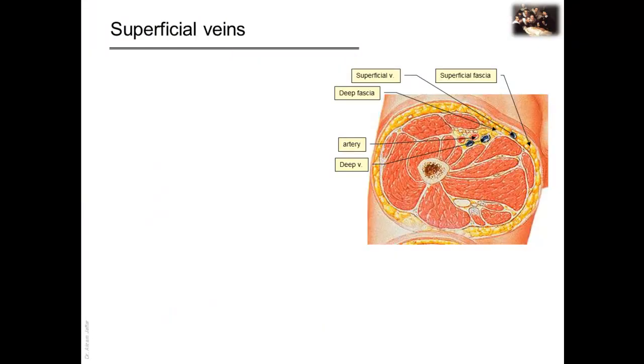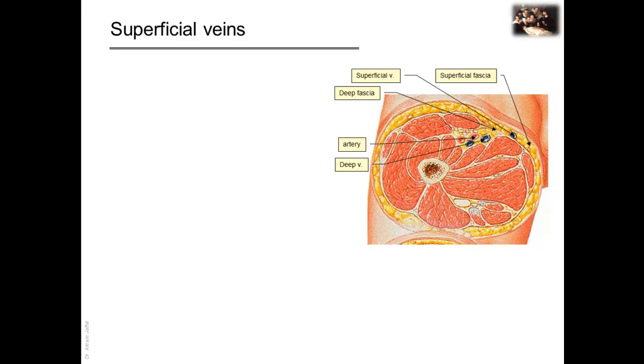Finally, a point should be mentioned about superficial veins in the lower limb. So in the lower limb, as in the upper limb, the venous return is by way of superficial and deep veins. The superficial veins lie in the superficial fascia and are not accompanied by corresponding arteries. They play a major role in temperature regulation.